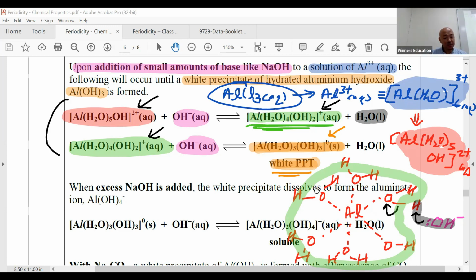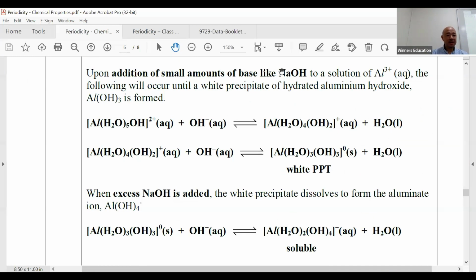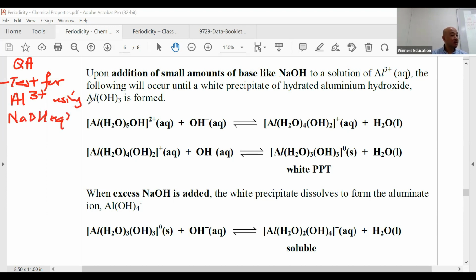Now, actually, do you realize what this is? Do you realize this whole section here is your QA test for aluminium 3+ using sodium hydroxide, since Sec 3, Sec 4 and J1. So in Sec 3, Sec 4 and J1, they cannot test you. Don't you agree? Now in J2, they have to test you. That's why I said the hit rate is very high for the aluminium.